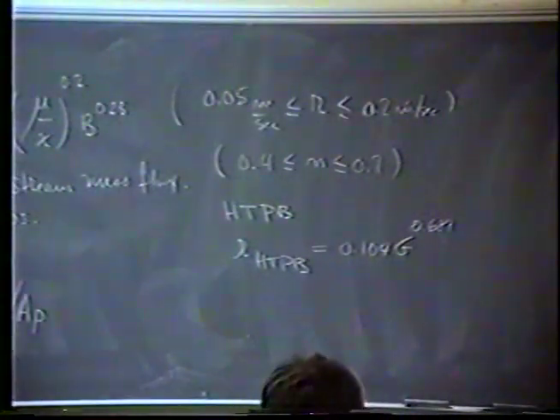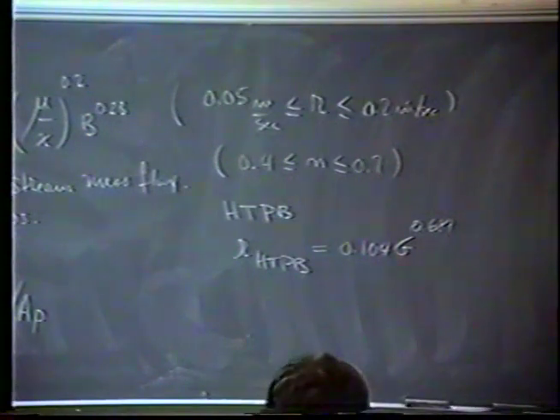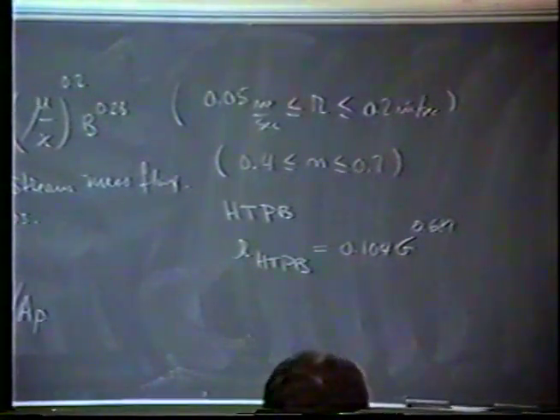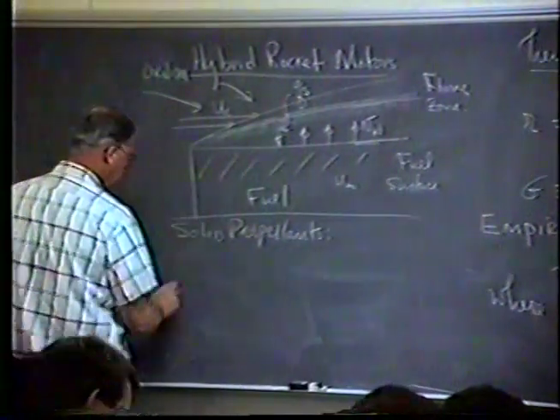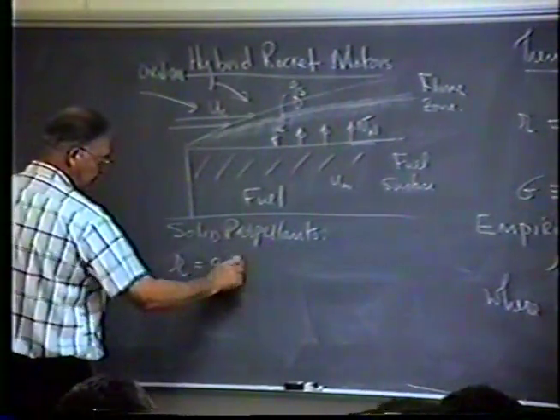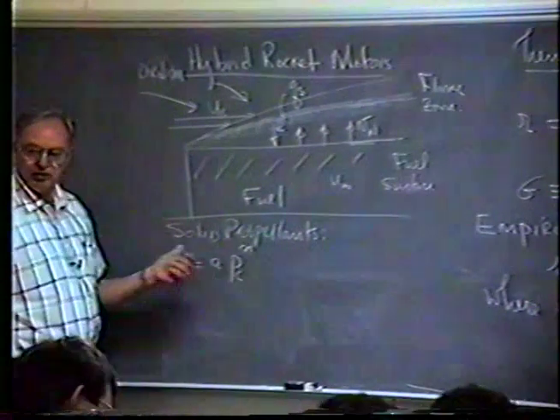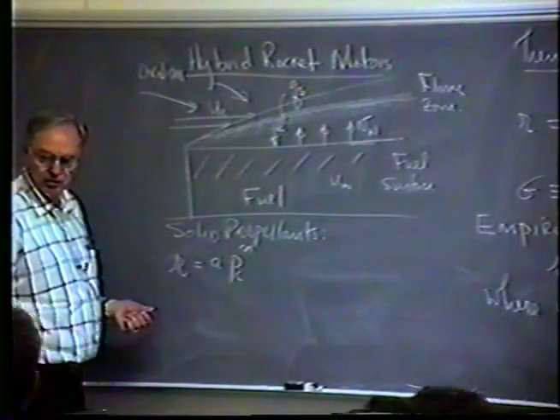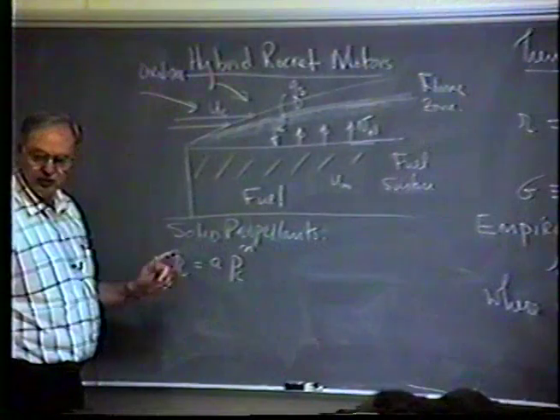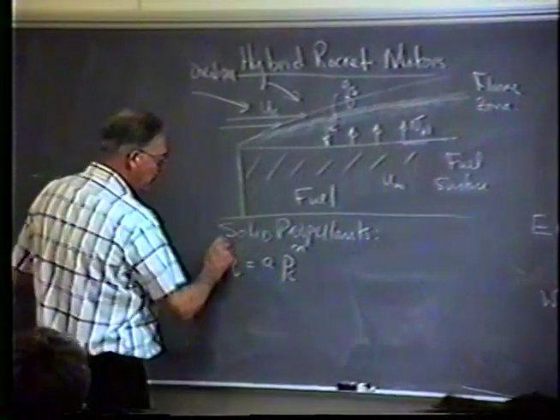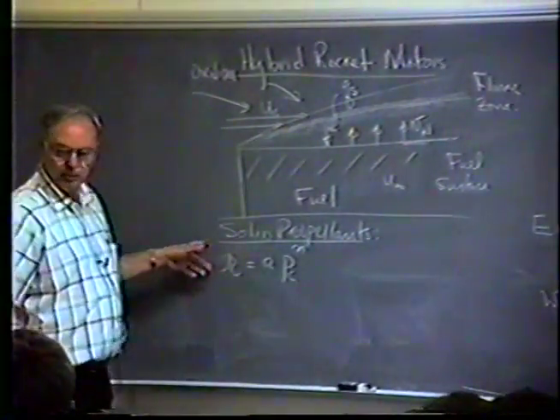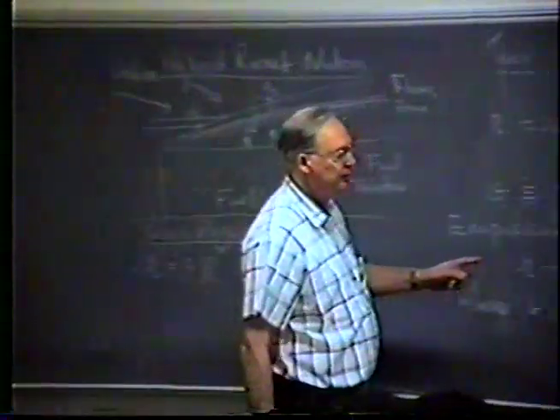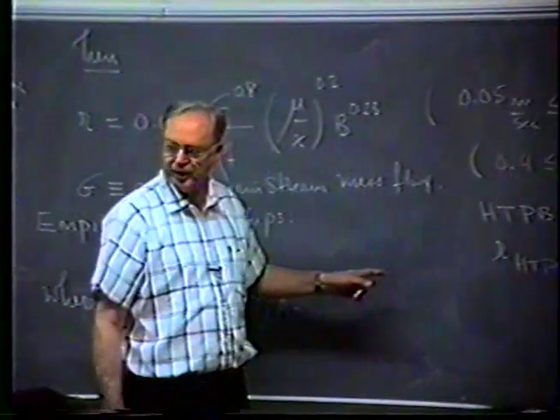Let me write it over here. For solid propellant, R is A P sub C to the N. These are not the same values. The A's are different, the N's are different. Now, what is the difference between this solid propellant and this hybrid? What is the governing parameter?